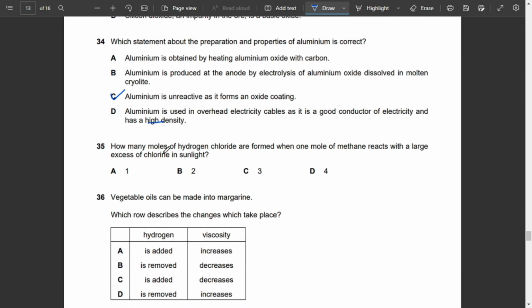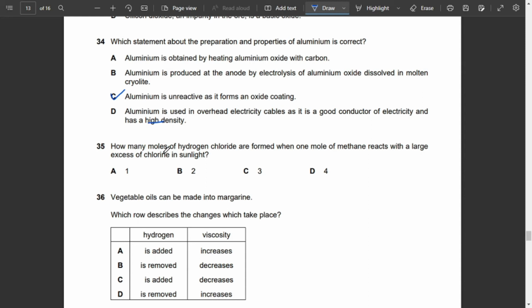Okay. Moving on to MCQ number 35. How many moles of hydrogen fluoride are formed when 1 mole of methane reacts with a large excess of chlorine in sunlight? Okay, so for this you need to see the reaction that takes place with UV light.